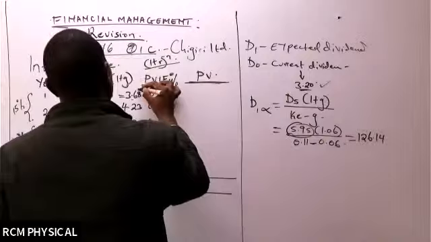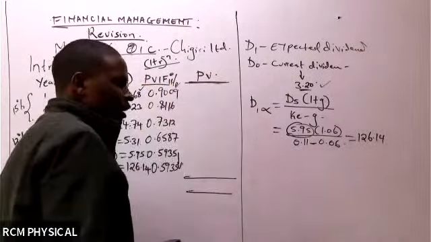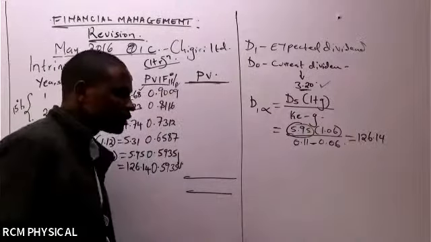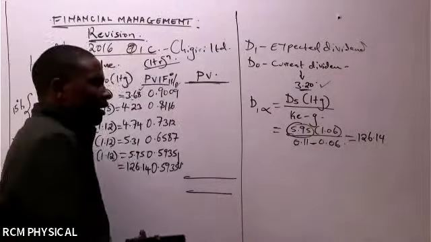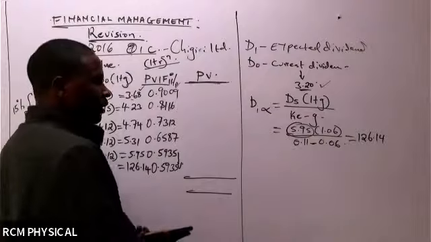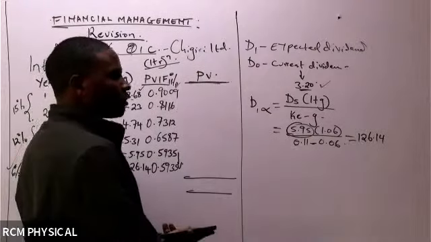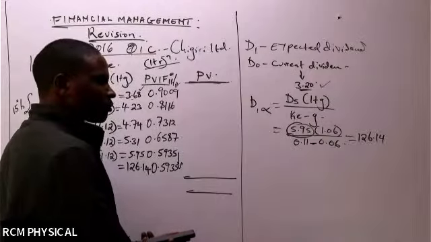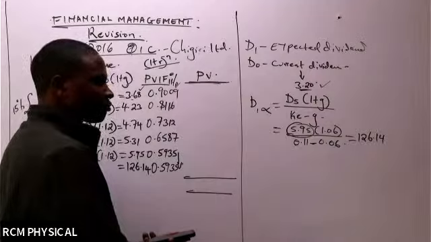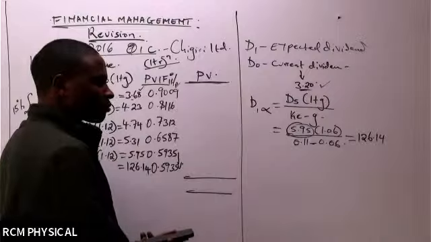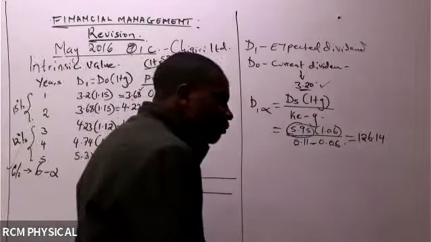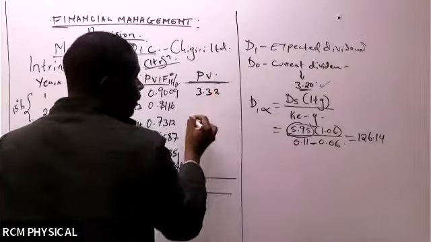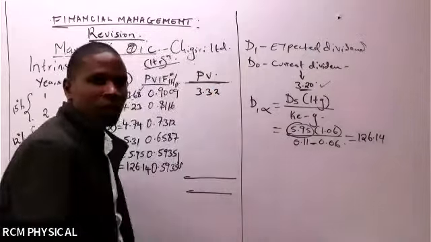So give me the first one. This times this. Ya kwanza ni ngapi? To 2 decimal points. 3.32, asante. 3.32. Ya pili. Second one. Let me get the second one.